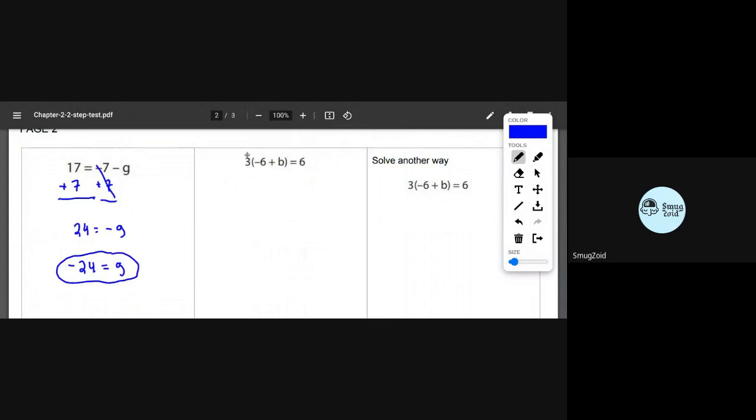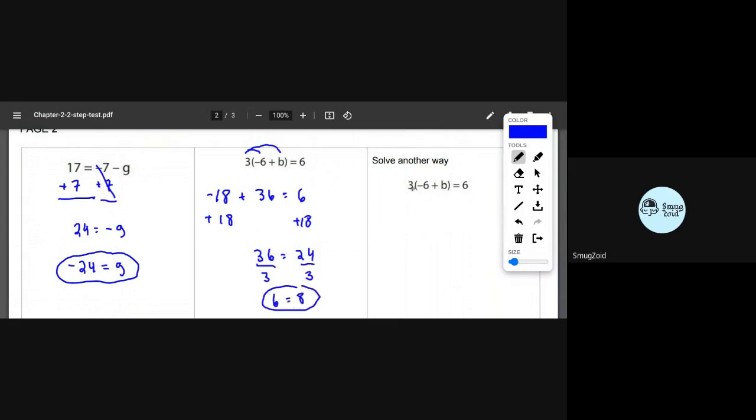Now this one, we're going to distribute 1, 2. So for this one, it's going to be minus 18 plus 3b equals 6. Okay. Now you want to add 18 to this side. Add 18 to this side, right? So in the end, you have 3b equals 6 plus 18, 24. Divide by 3, divide by 3. B equals 8.